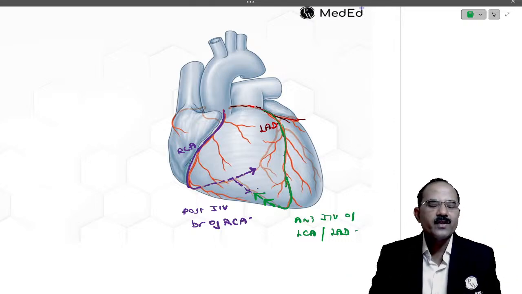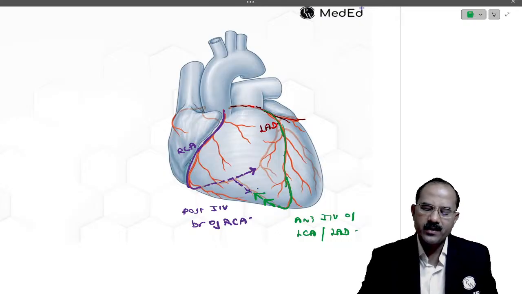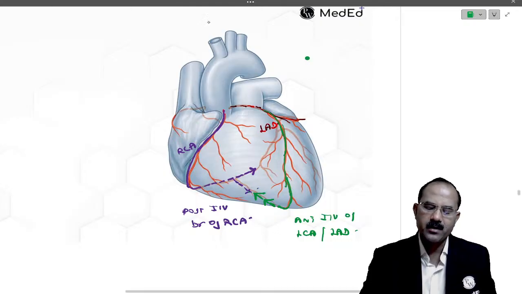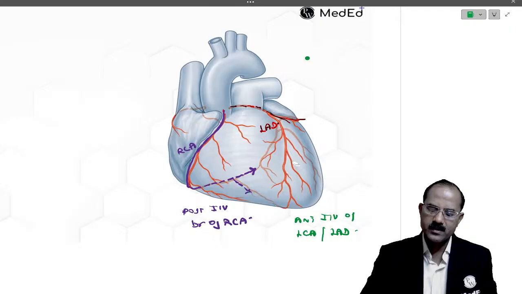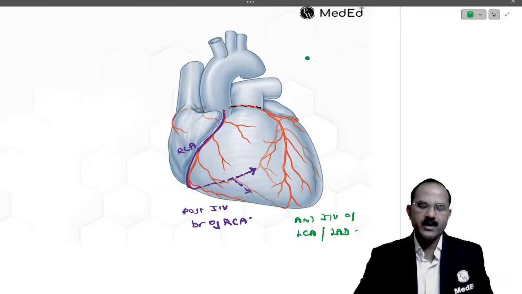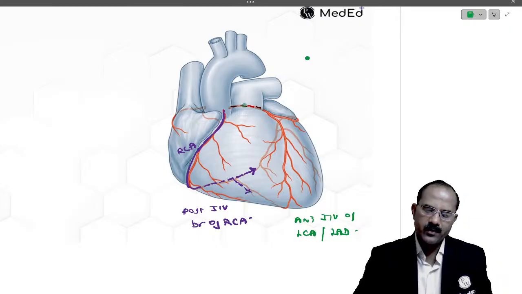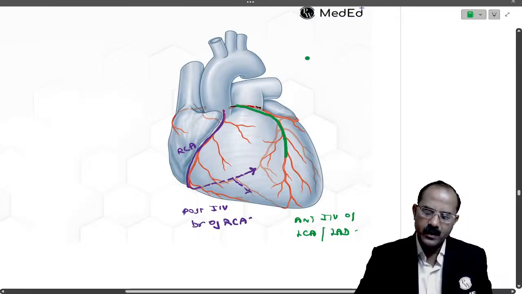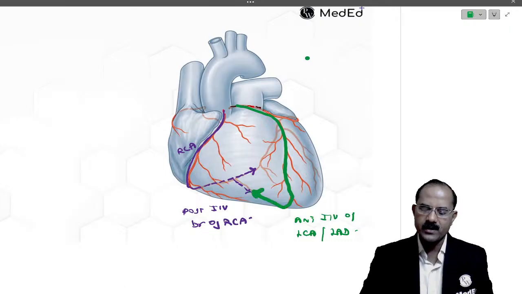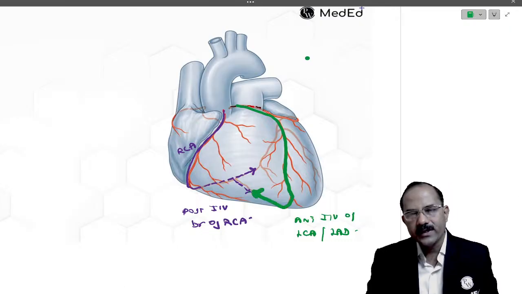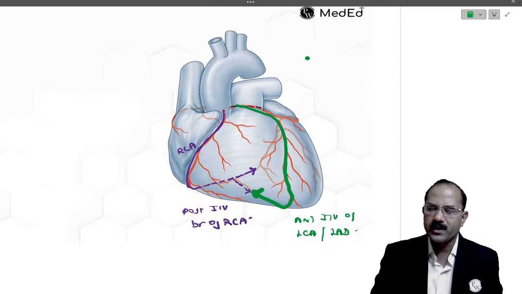Okay, look here once again, the left coronary artery. I'll make this bigger. Just remember the grooves. If you remember the grooves, now you'll understand the coronaries. The left coronary artery first runs in the anterior interventricular groove, now goes in the posterior interventricular groove and anastomoses with the posterior interventricular branch of the right coronary artery.